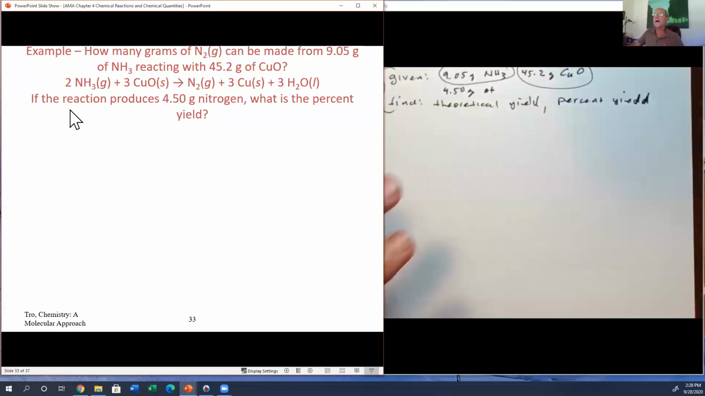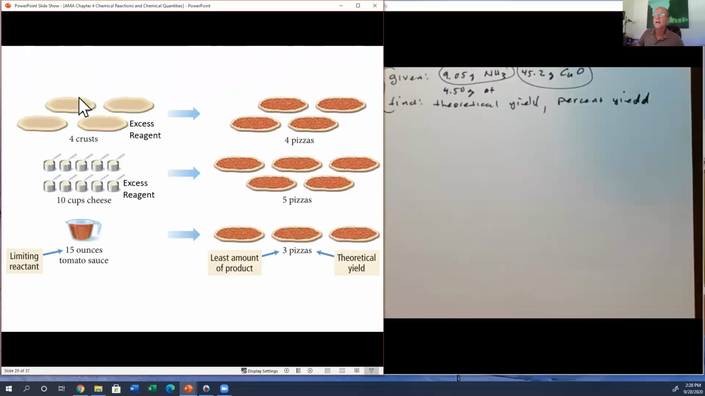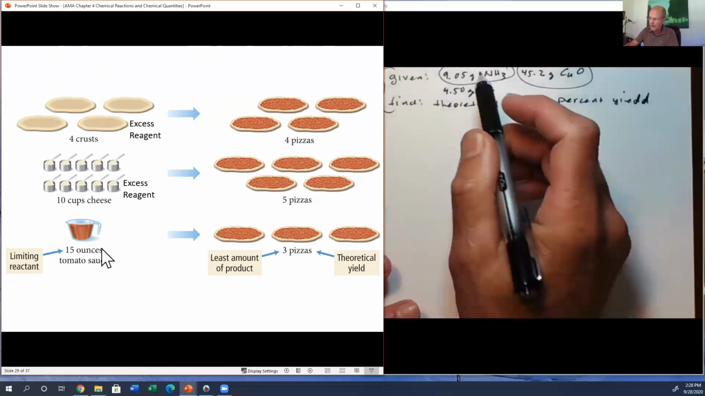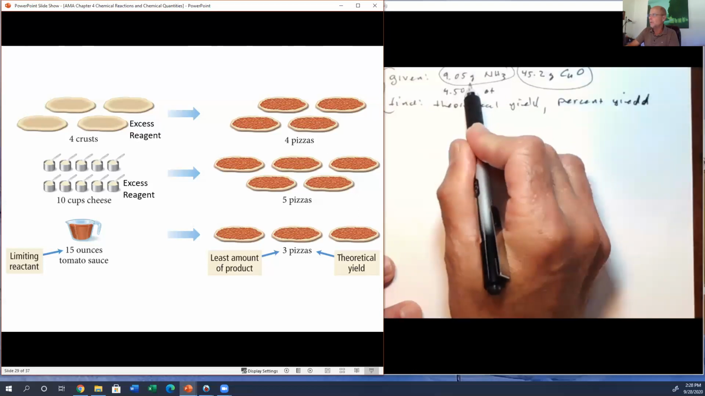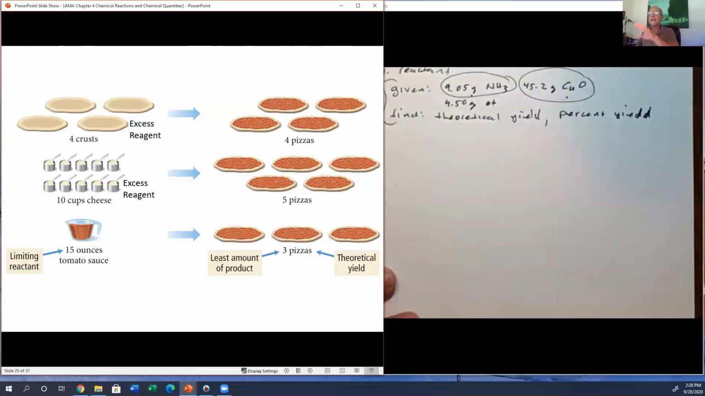These two things are kind of like the amount of the different parts of the recipes that I have, right? I have 4 crusts, 10 cups of cheese, and 15 ounces of tomato sauce. In this case, I have 9.05 grams of ammonia and 45.2 grams of copper oxide. Those are my starting materials, yeah? Kind of like in the pizza analogy, what these things are over here, okay?